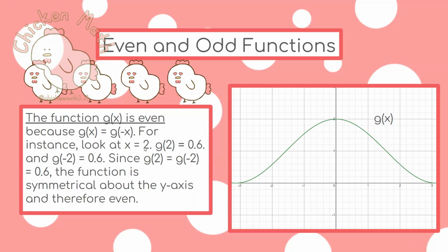And let's take a look at g of negative x. Well, if x equals 2, negative x is just negative 2. So g of negative 2 is also going to be 0.6. So since g of x equals g of negative x, g of 2 equals g of negative 2 equals 0.6, that means g of x is symmetrical about the y-axis and is therefore even.